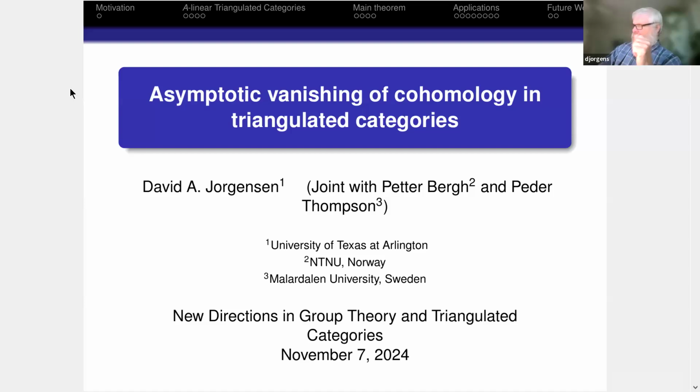A recent paper that Peder and I did. So this is joint work with Peder Bergh and Peder Thompson, and it's about asymptotic vanishing of cohomology in triangulated categories.